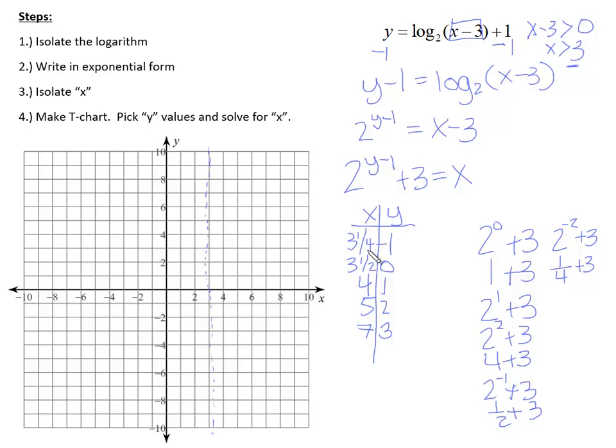And then let's plot a few of our points. We got 4, 1, 5, 2, 7, 3. Then we have 3.5 for x at y equals 0, and 3.25 at y equals negative 1. And we're going to just start getting infinitely close to 3 in this direction, and then curve off upwards and outwards, continuing up and to the right forever, continuing down forever, and getting infinitely close to that vertical asymptote at x equals 3.